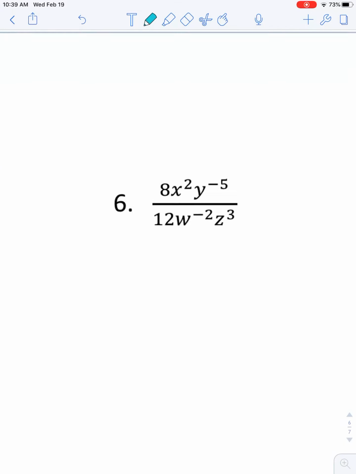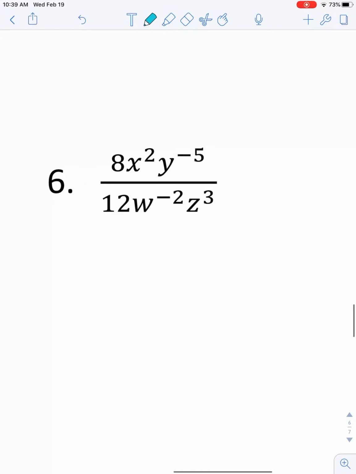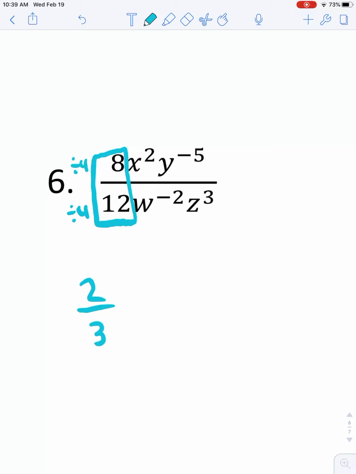Last one of these. 8 over 12. That is a fraction that can be reduced. We could divide the top and bottom by 4 to change that from 8 over 12 into 2 over 3. And we need to do that. You can't have unsimplified fractions in here.